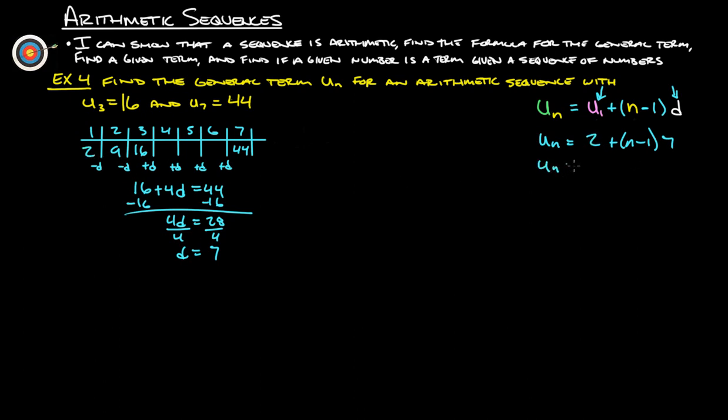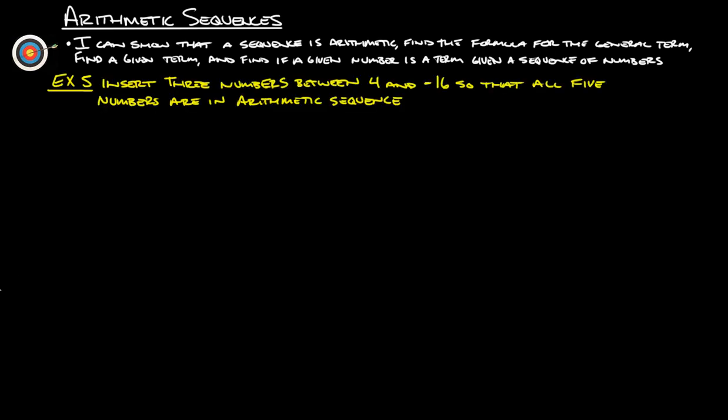Now we're just going to simplify the formula: 2 plus 7n minus 7. So u sub n is going to be 7n, and 2 minus 7 is negative 5. There's our general term formula for this. Okay, all right, next example.